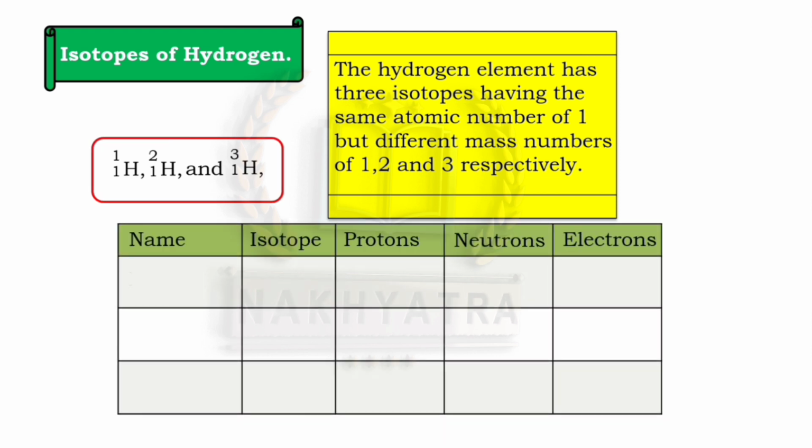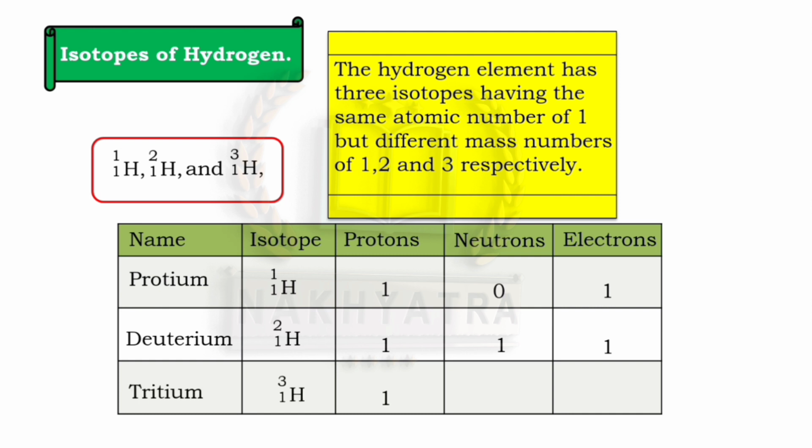Now see here, first isotope, that is protium. Here the number of protons is 1 and the neutrons is 0 and the electrons is also 1. Now the second isotope deuterium, it has got 1 proton, 1 neutron and 1 electron. Now the third isotope tritium, it has got 1 proton, 2 neutrons and 1 electron.